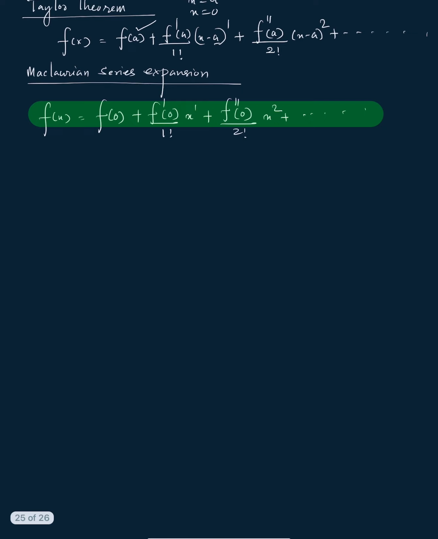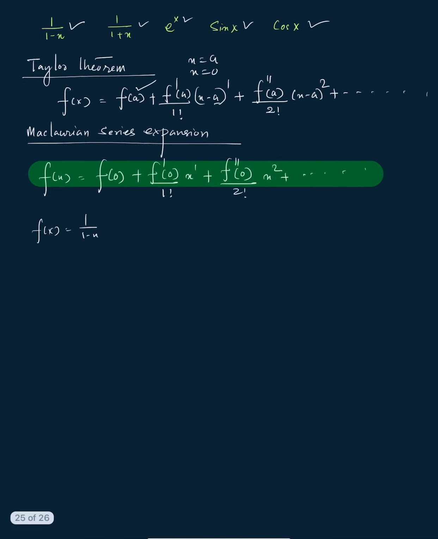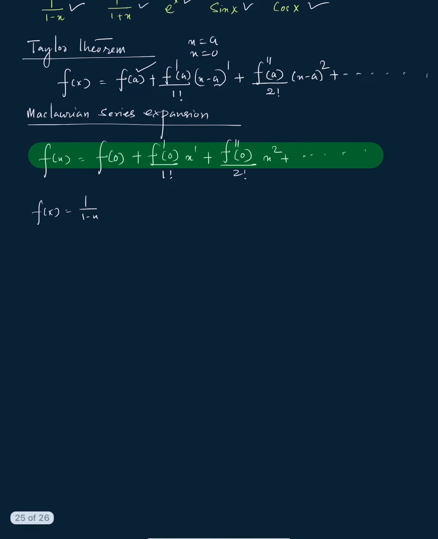Now what is our function exactly? Our function is f of x equal to 1 by 1 minus x. From this formula we need to find f of 0, so instead of x we have to replace it by 0. Again we need to differentiate this function one time, then replace x by 0. Again differentiate this function a second time and replace x by 0. We need to keep on doing like this. Then whatever values we get, we replace them here, and we will get the answer. So let's check for that.